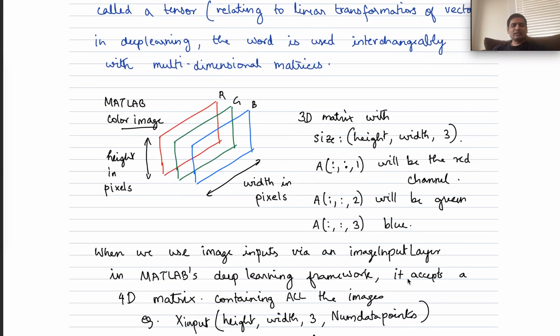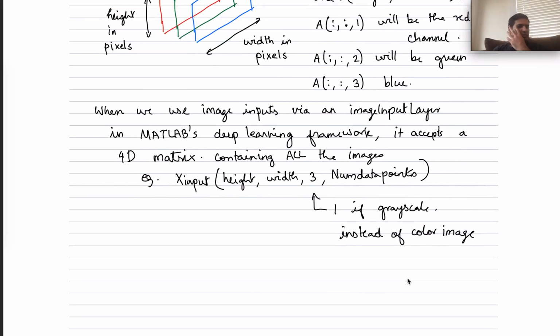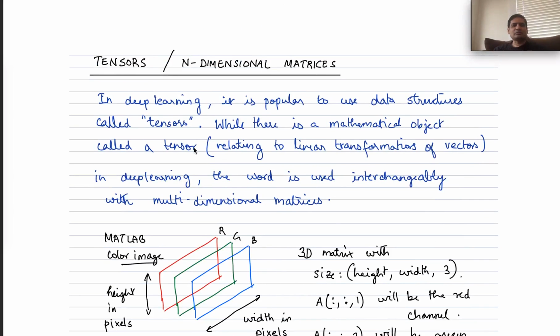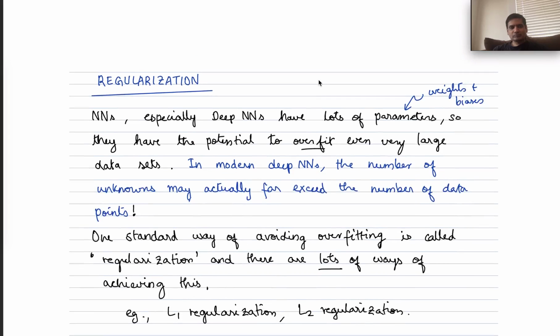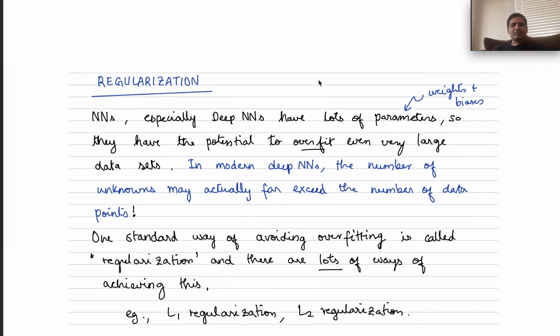So long story short, we are going to use the word tensors interchangeably with n-dimensional matrices, at least for now. That's the end of that little discussion.